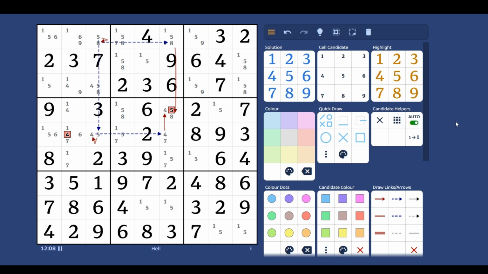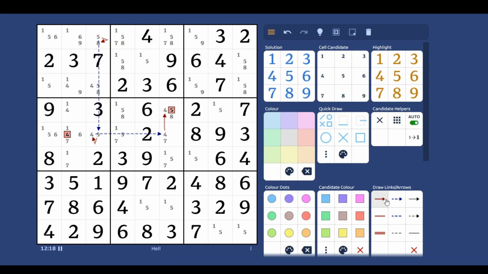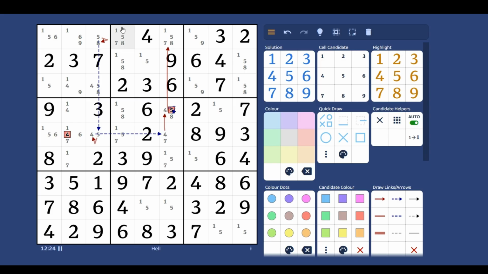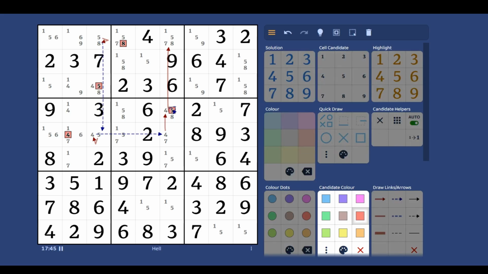Now, what would happen if we extended our true chain even further and moved our false chain back even more? Well, what we could say is that this 4 is weakly linked to this 8, and then this 8 is strongly linked to this 8. So our true chain says that this 8's true, and our false chain says that this 8's true. So either way, this 8 cannot be true. Now, by a similar logic, we could even go back and create a really long false chain and use that to prove that the 5 in this cell can also be eliminated.